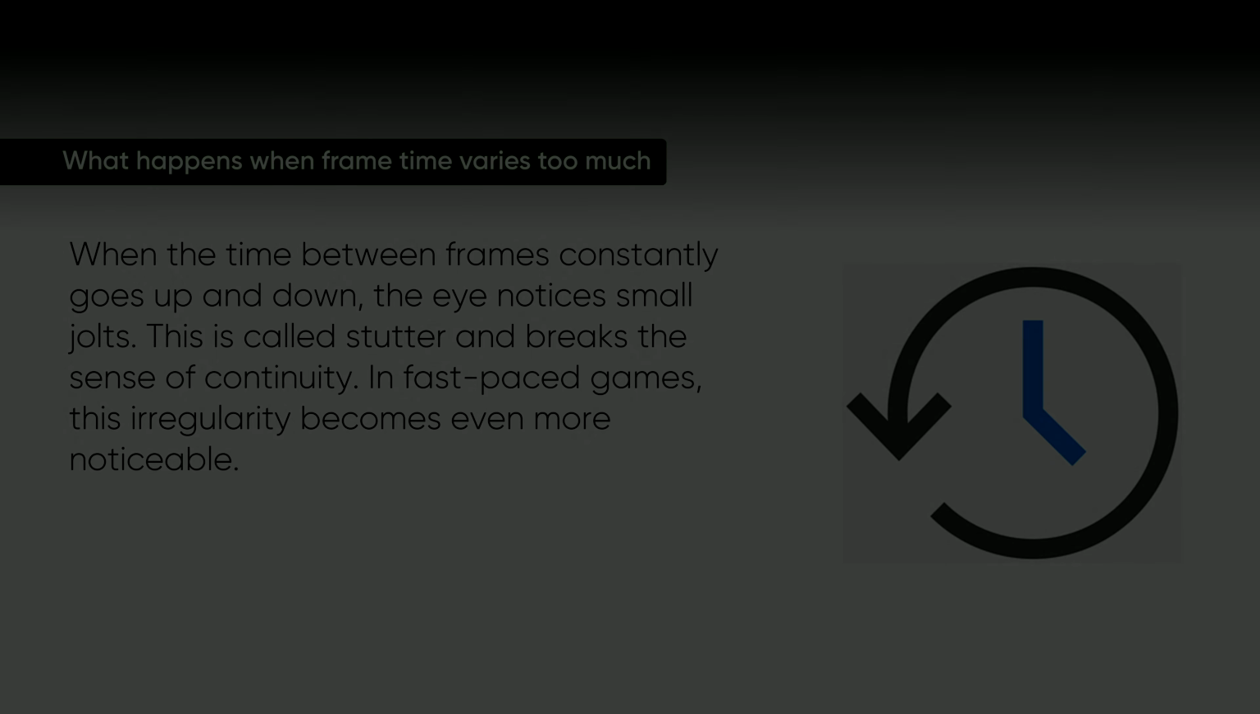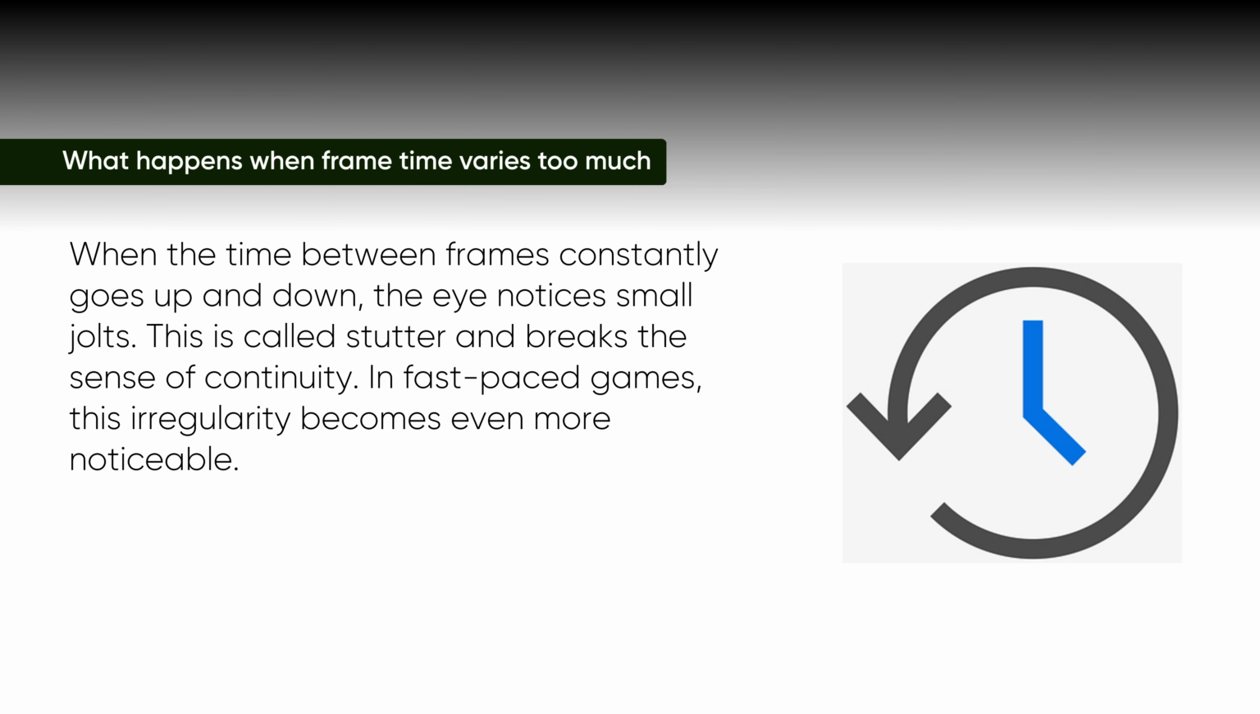What happens when frame time varies too much? When the time between frames constantly goes up and down, the eye notices small jolts. This is called stutter and breaks the sense of continuity. In fast-paced games, this irregularity becomes even more noticeable.